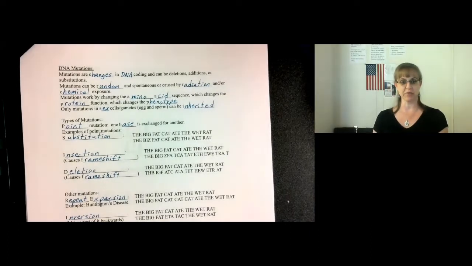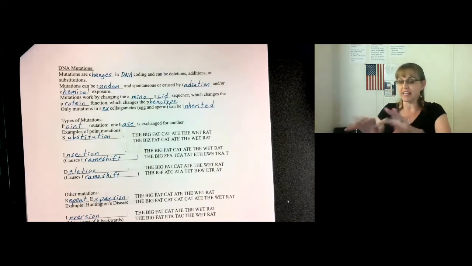Now let's take a look at some DNA mutations. Mutations are changes in DNA coding. They can be deletions, additions, or substitutions. Mutations can happen randomly and spontaneously, in other words, all on their own, or they can be caused by radiation, like nuclear radiation, or by solar radiation, which is not nuclear, but it means light. So ultraviolet light is a type of solar radiation because the light radiates or shines out of the sun.